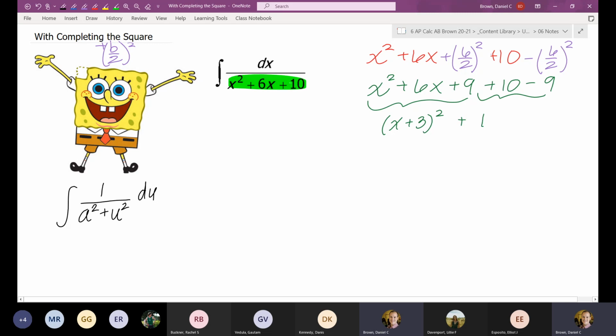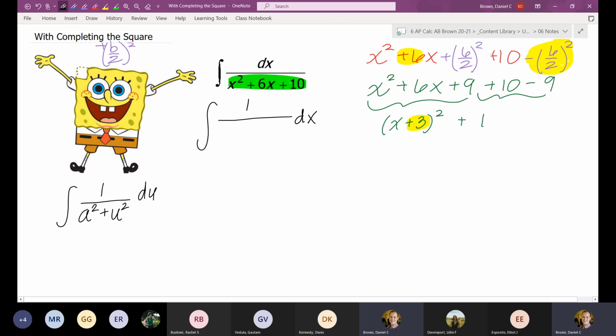Most students go with the shortcut. What goes inside the parentheses is always going to be half of that original b value you see in the problem. If it's a plus, it's going to be a plus sign in the parentheses. If it's a minus, it's going to be a minus sign, and always half that value. I do want to emphasize that when people do the shortcut, they sometimes forget to keep it balanced. Remember, you always have to subtract that b over 2 squared as well. So that's all there is to completing the square. So what we've done is we've taken the denominator that was x squared plus 6x plus 10.